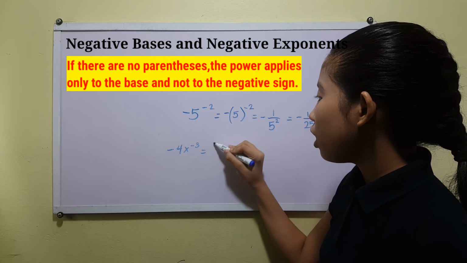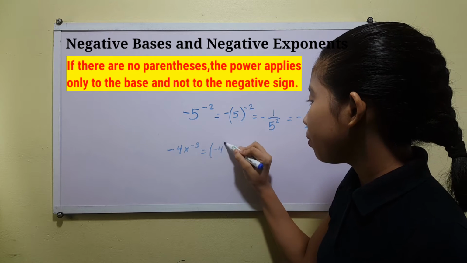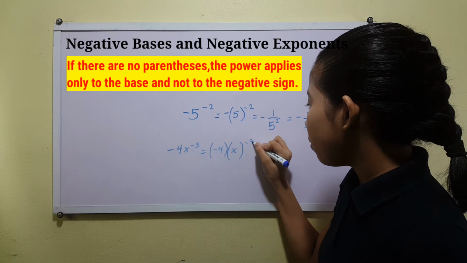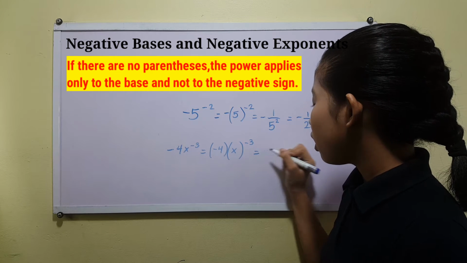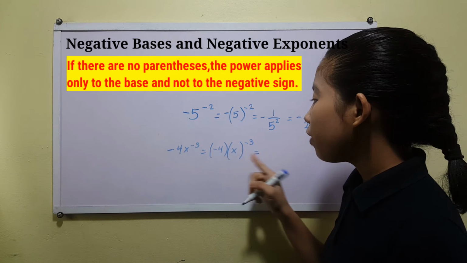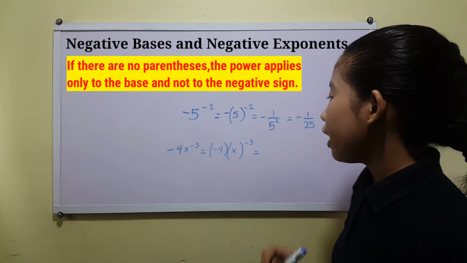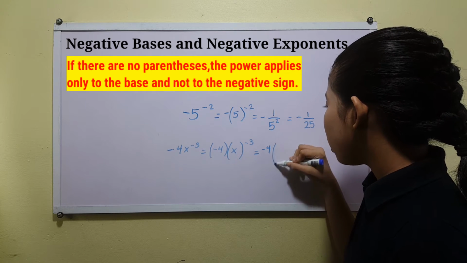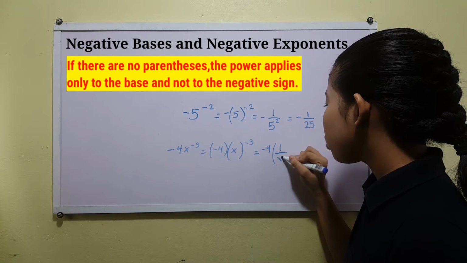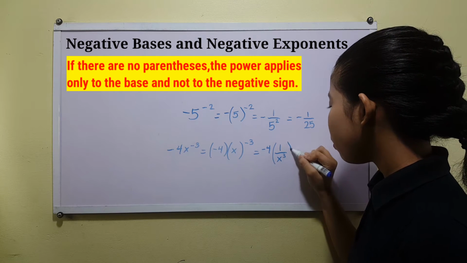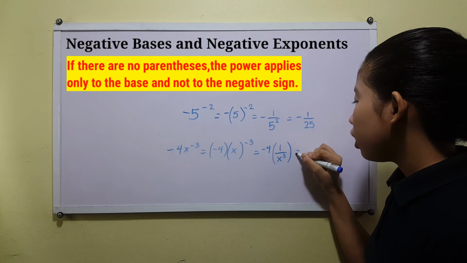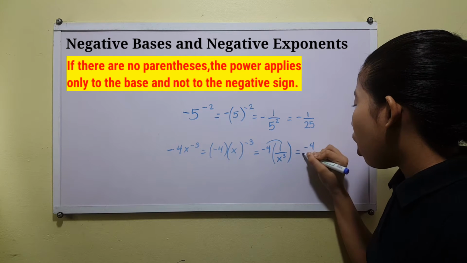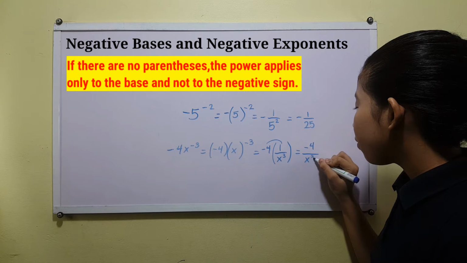And if we have negative 4x to the power of negative 3, we can write it this way. Negative 4 and quantity x to the power of negative 3. Next, we are going to find the reciprocal of x because its exponent is a negative. So we have negative 4 quantity 1 over x to the power of 3. Now, let us multiply. Negative 4 times 1 is negative 4, all over x to the power of 3.